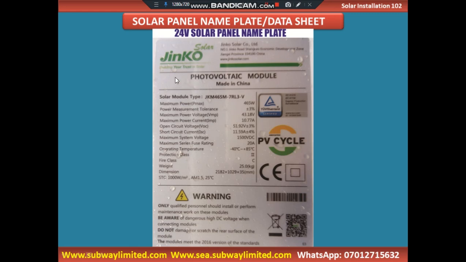Why do we come up with this training? This training is to assist you understand the solar panel nameplates when you are buying your solar panel. Subway Energy Academy gives you up-to-date information, gives you the secrets in the solar industry, gives you the small details that some people might be overlooking.